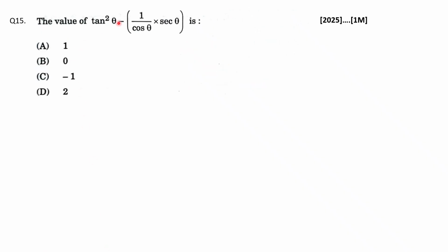The value of tan square theta minus 1 by cos theta into sec theta is. 1 by cos theta is also sec theta. So it will be tan square theta minus sec square theta. We know that sec square theta minus tan square theta is 1. So tan square theta minus sec square theta will be minus 1. Option C.